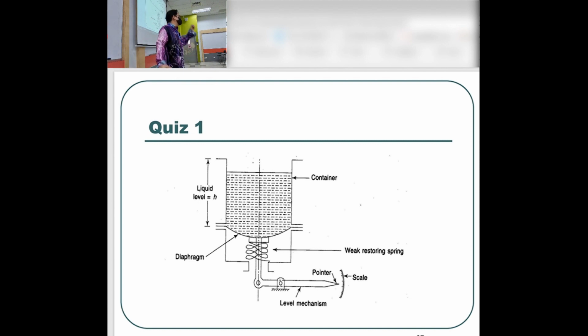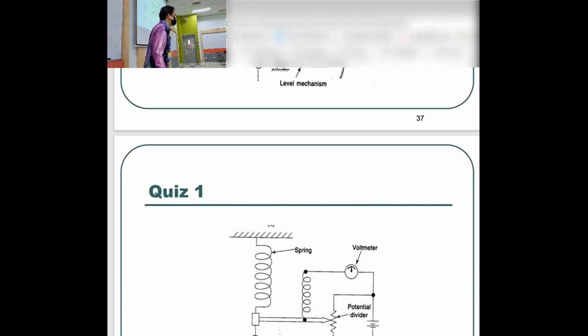So the point is, I want you to understand which part is the sensing part and which one is the conditioning part. For data presentation, of course, it's the scale. This is data presentation. Okay, right. Now, another quiz.